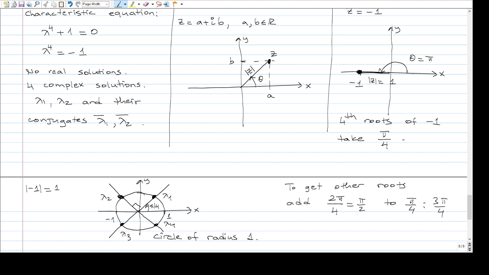Okay, so this is one line. It is perpendicular to this line. So pi over 4, 3 pi over 4, 5 pi over 4, and 7 pi over 4.